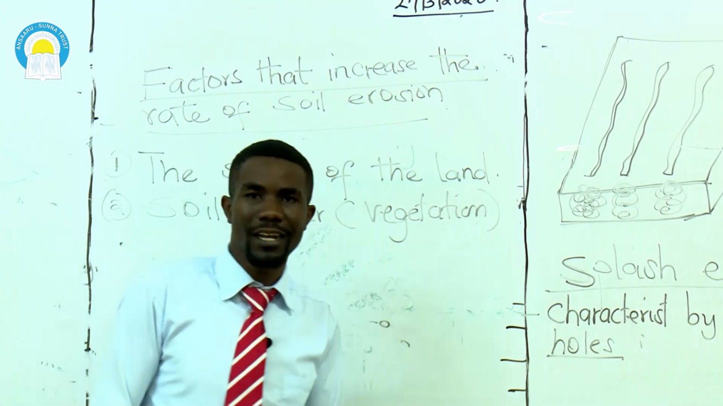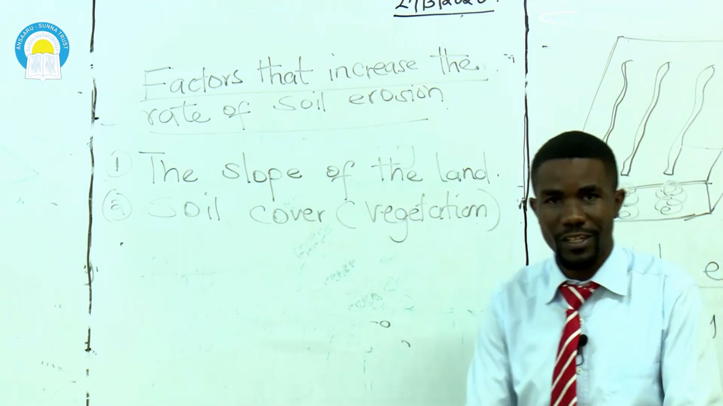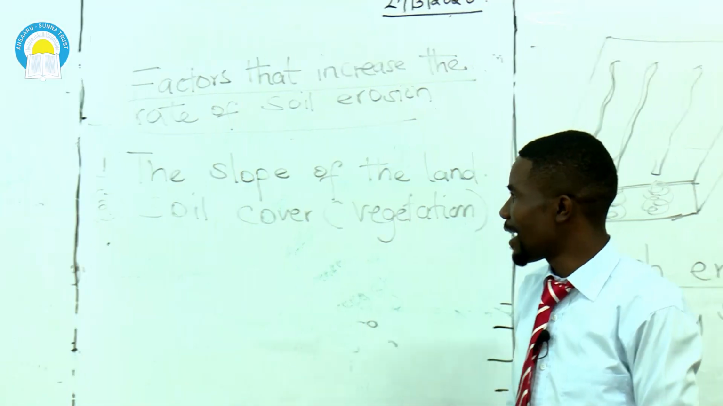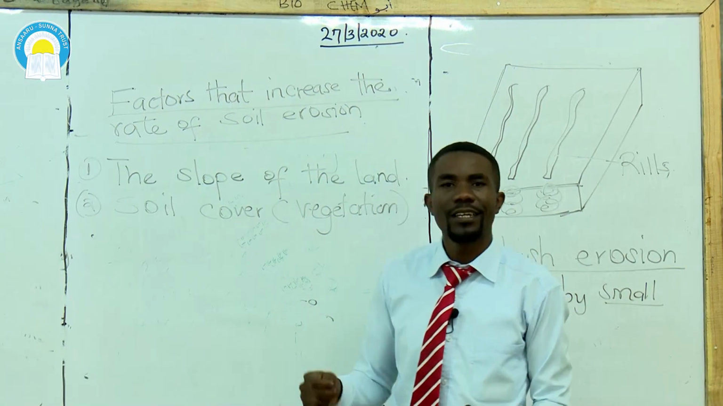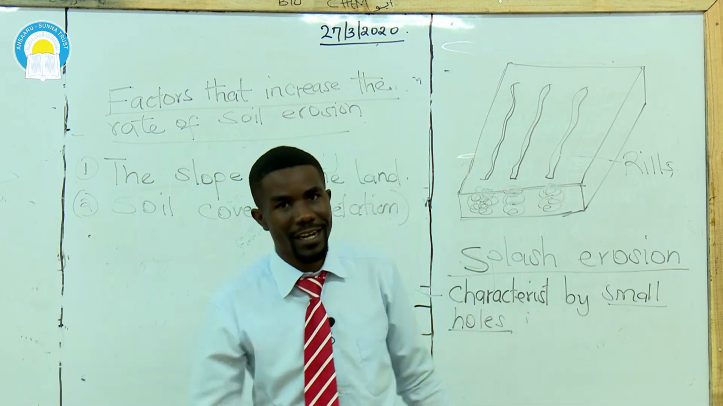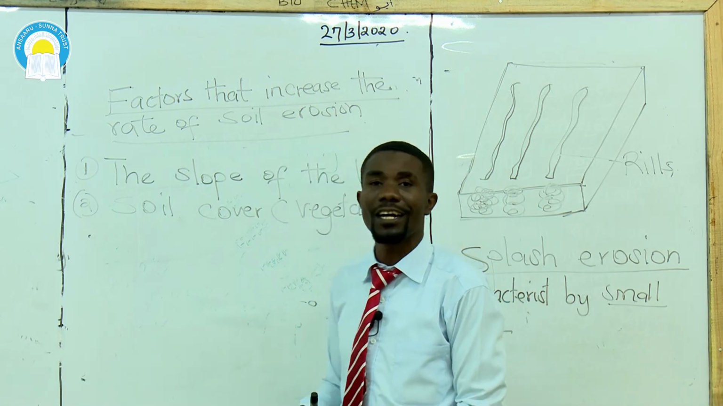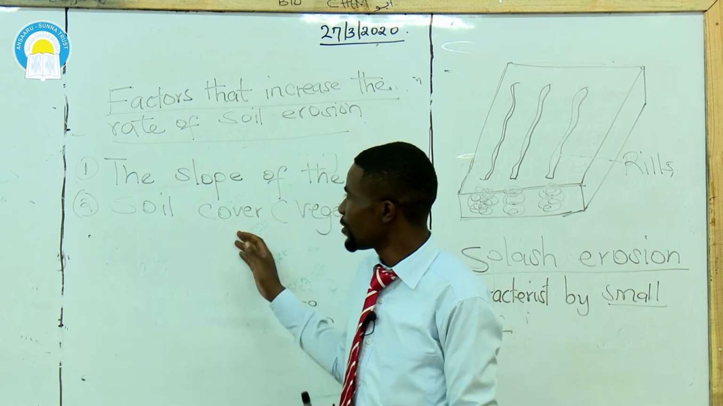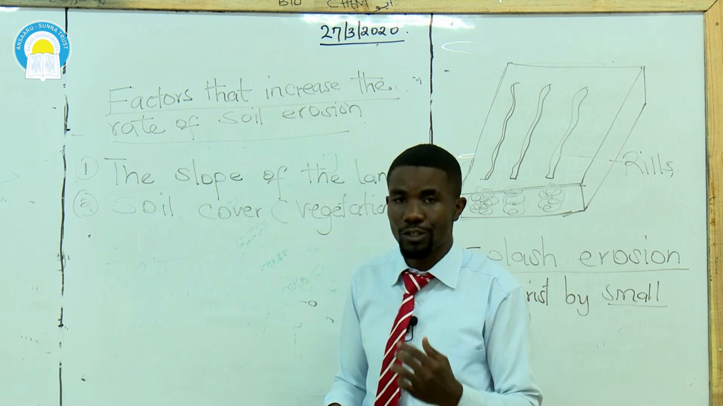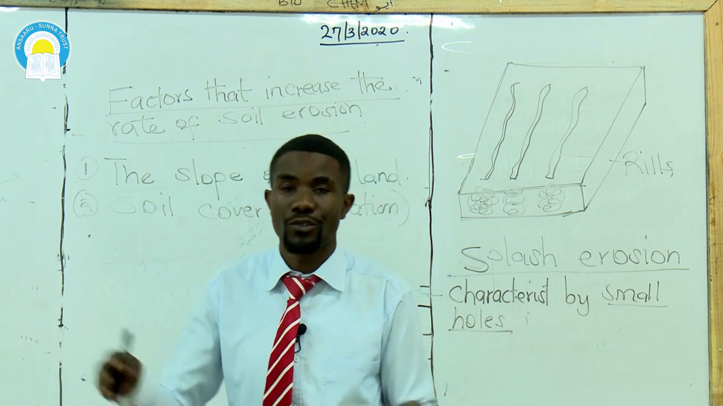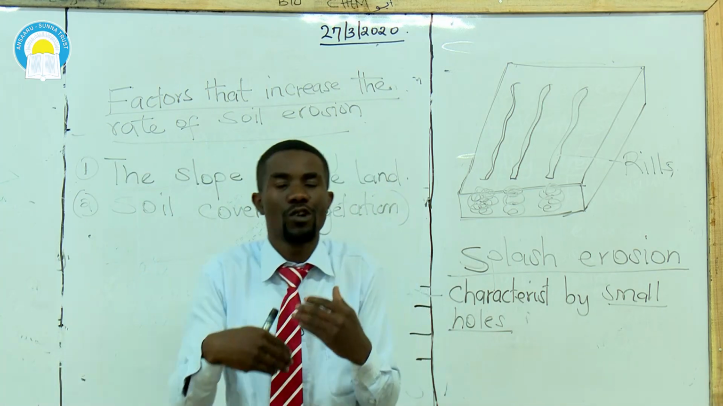But in the forest, you will realize that the trees will hold the soil particles together using their roots, and again they will act as a windbreaker. When there is a strong wind, the soil particles in the forest will not be carried away as compared to the rate at which the soil particles are being carried away in the desert, because the trees are acting as a windbreaker. Their roots will also help to hold the soil particles together. So in case of even running water, the soil particles will stick together and they won't be carried away.